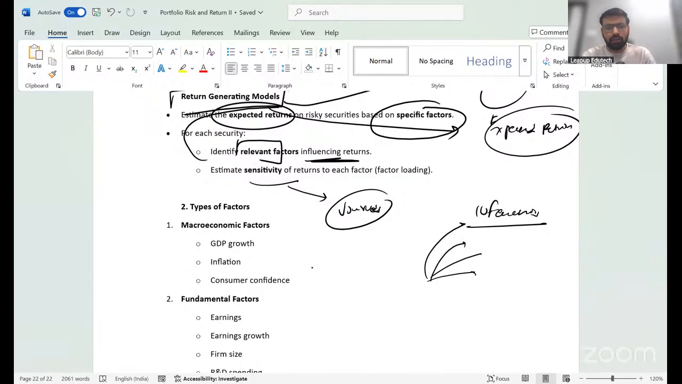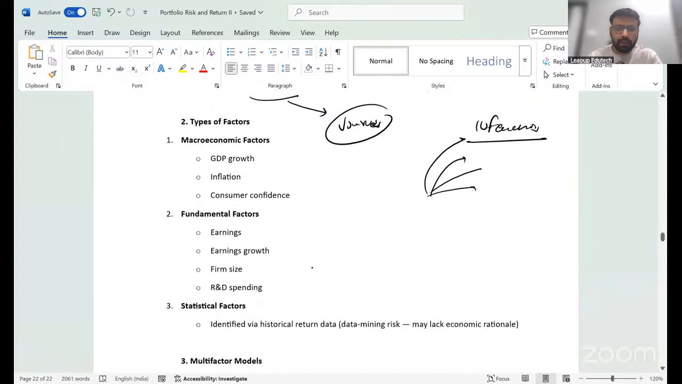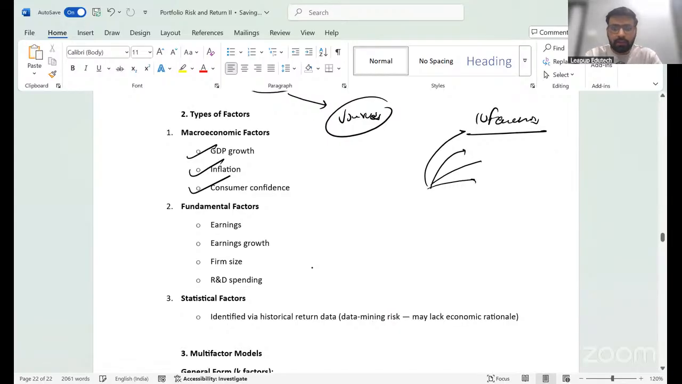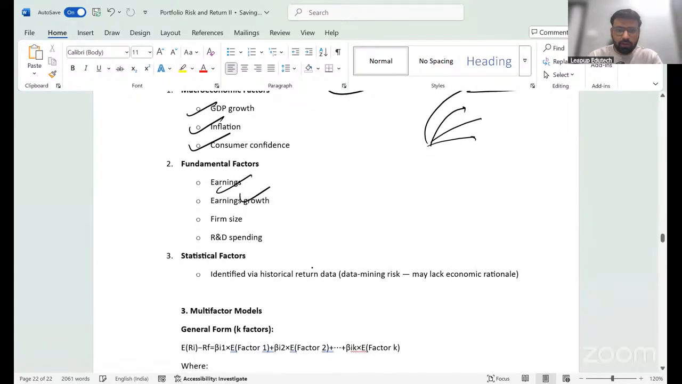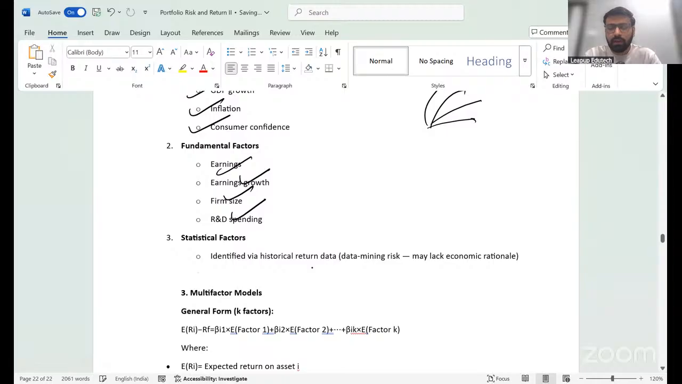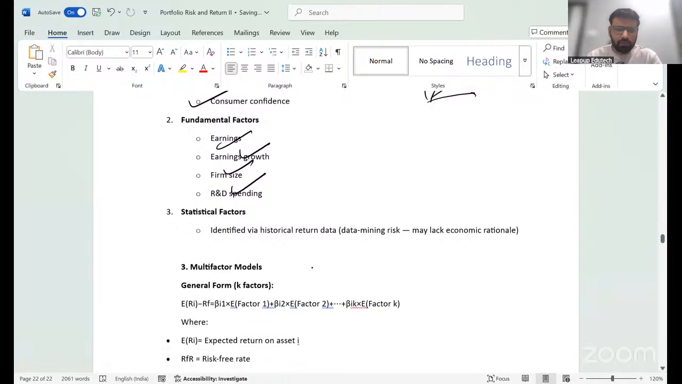And there are usually two types of factors. Macroeconomic factors: GDP growth, inflation, consumer confidence. And there are fundamental factors: earnings growth, firm size, R&D spending. And apart from that, there are statistical factors also, which is historical return data, data mining and stuff like that. Not data mining as such, but you use the past to predict the future.